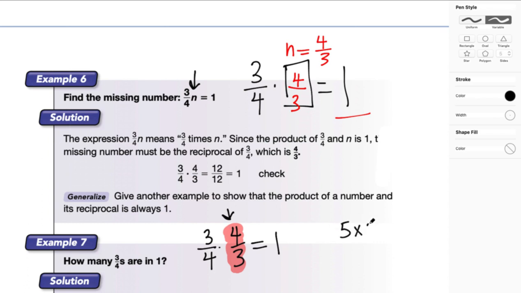All right, so I'm going to do a quick little example. If I say 5 times 2 is 10, and then I say, well, how many 5s are in 10? You know that the answer is 2. Same thing here. 3/4 times 4/3 is 1. How many 3/4 are in 1? The answer has to be 4/3.